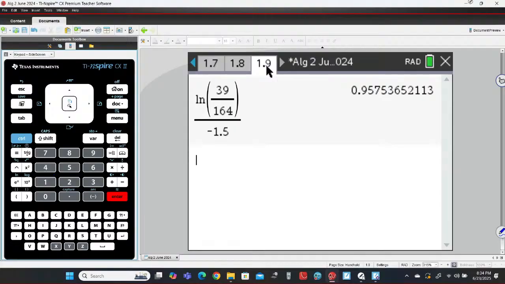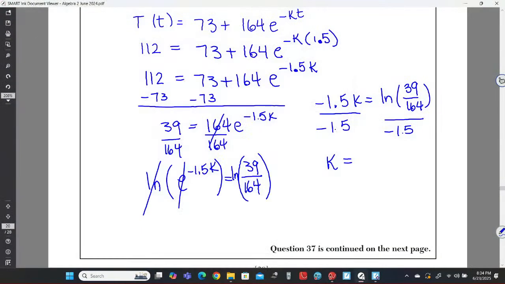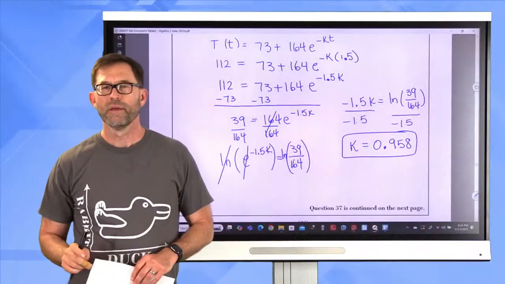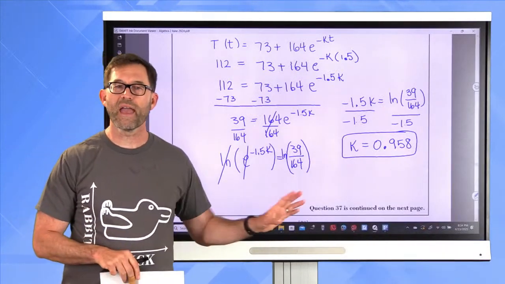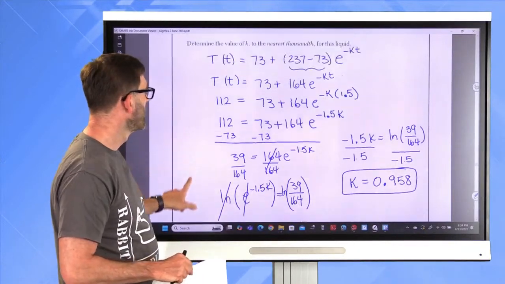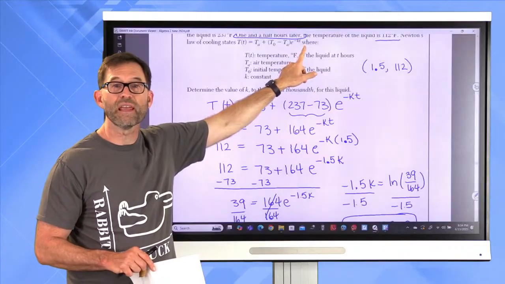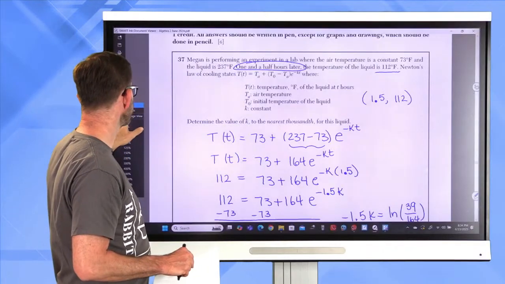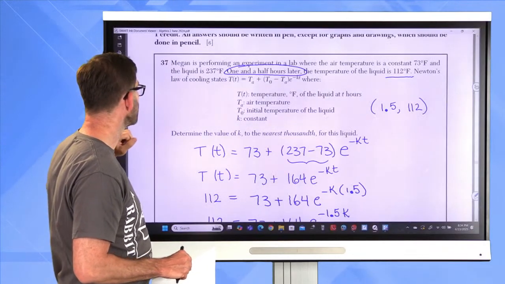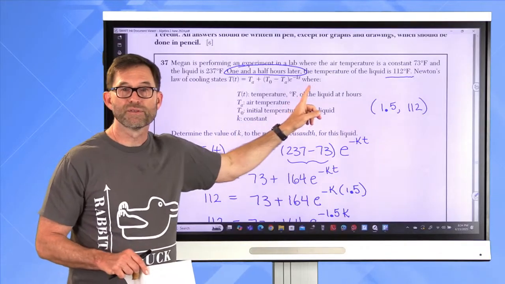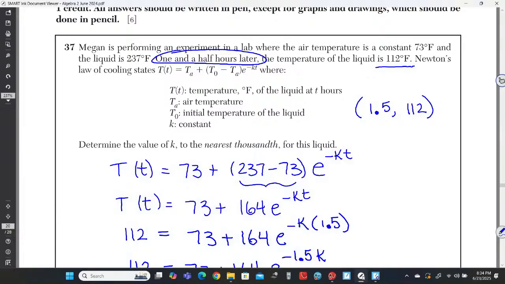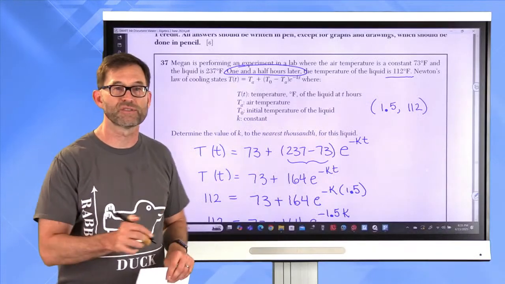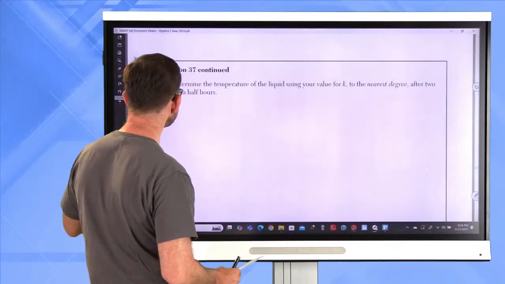All right, let me just minimize that. k is 0.958, and there's our value of k. Now, you've got to be a little careful here. k is positive, but there's a negative built into the model. And there must be, otherwise we wouldn't have the decrease. So let's now move into the next part of this problem.